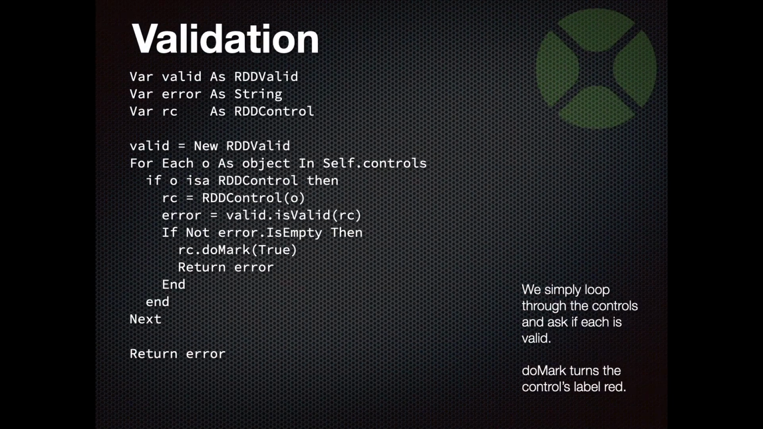And this is what validation looks like. Again, all we're doing is looping through all the controls. Do mark right here turns the label red because the control has its own label. So you don't have to go anywhere and figure out what's talking to who. It's just there. And we return the error, and then it gets displayed to the user, and they can go fix it.